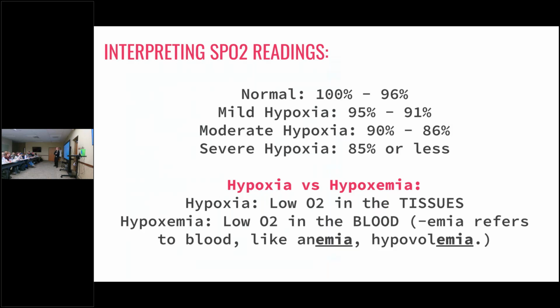So what's the difference between hypoxia and hypoxemia? You can read it. I mean, it's there. Use your resources, right? So hypoxia is low oxygen in the tissues. And then hypoxemia is low oxygen in the blood. So emia is the ending that refers to blood, like anemia or hypovolemia.